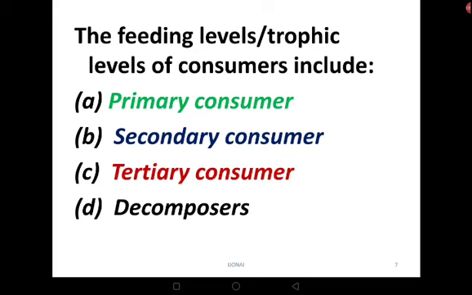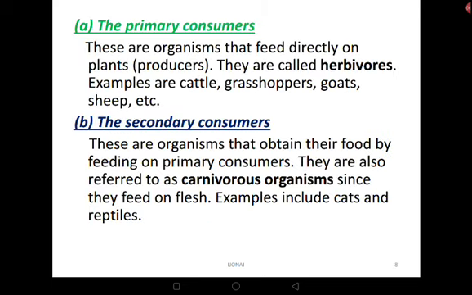Although some books have 5, for the purposes of our learning, let's master these 4. The first one is primary consumer. We are going to expound more on what it means. Then the second one is the secondary consumer. Then we have tertiary consumer. And then we have the decomposers. So we are going to ask ourselves, what are these consumers?